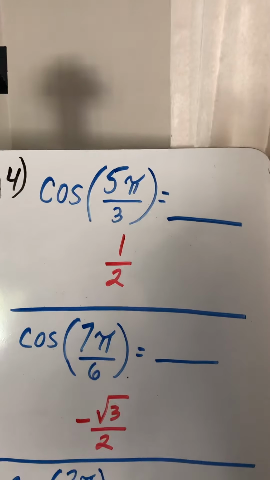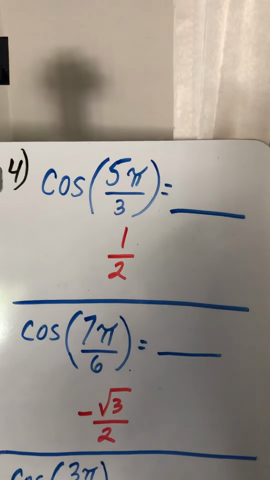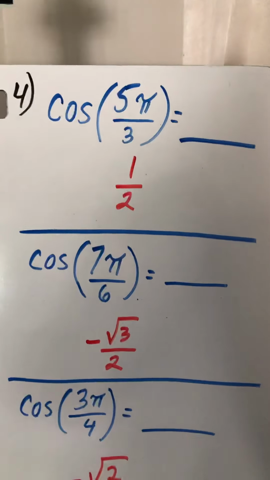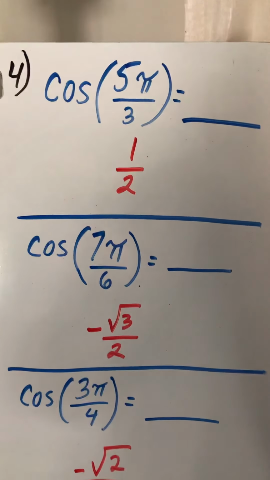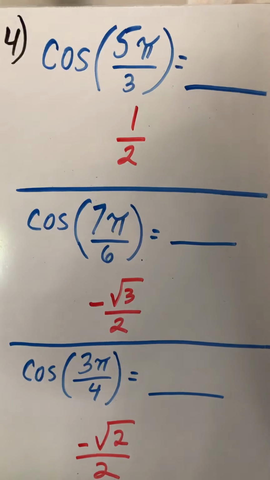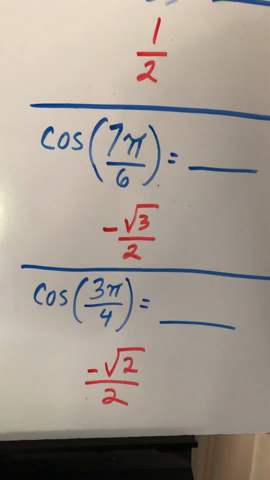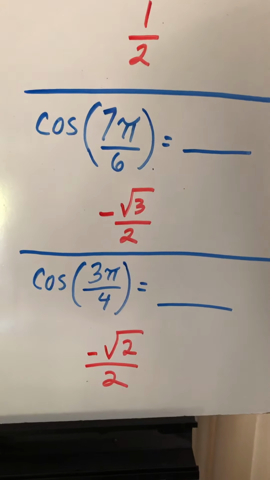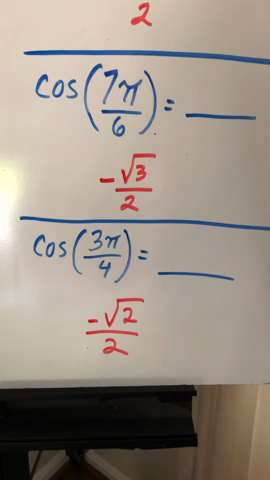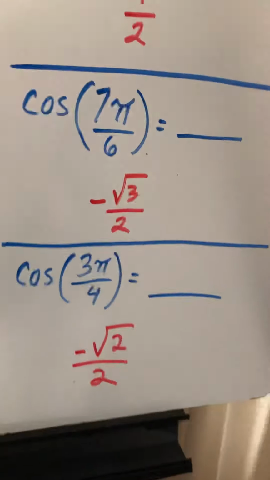Cosine 5 pi over 3 equals what? Your answer is 1/2. If, however, it says cosine 7 pi over 6 equals, your answer is negative square root of 3 over 2. If cosine 3 pi over 4 is your question, then it's negative square root of 2 over 2. Okay.